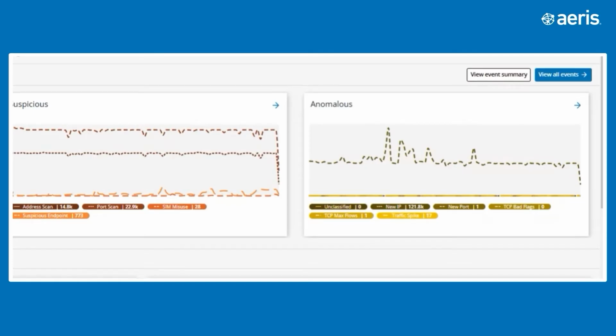Unclassified events detect unexpected network behavior of devices which do not have a signature, which would lead to classification of one of the other event types. This could indicate a zero-day attack. By correlating malicious, suspicious, and anomalous events, Watchtower reduces noise and prioritizes actionable risks.